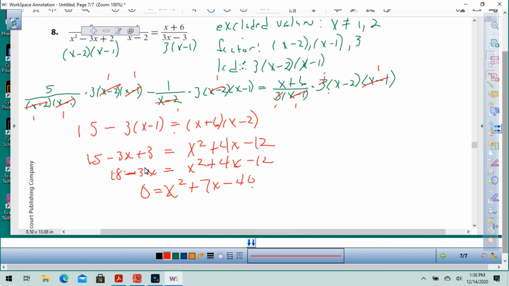It's 18. Well, I'm having a tough time. 18 and 12 is 30. All right. So what are the factors of 30 that give you 7? 0 equals x plus 10 times x minus 3. So x plus 10 equals 0, so x equals negative 10, and that's not excluded. x minus 3 equals 0, so x equals 3. And that's not excluded. So those are your solutions.